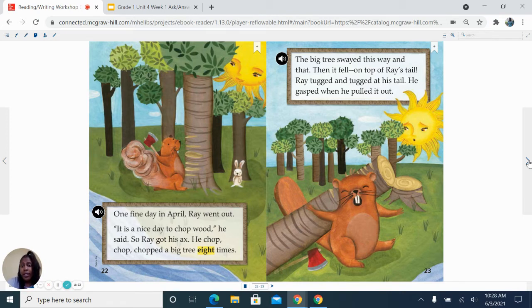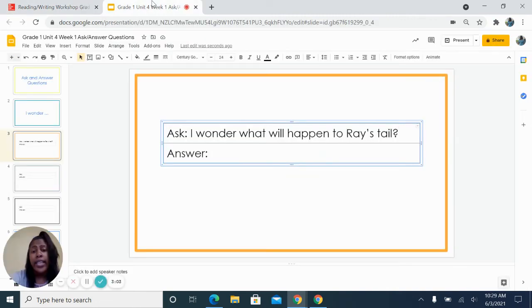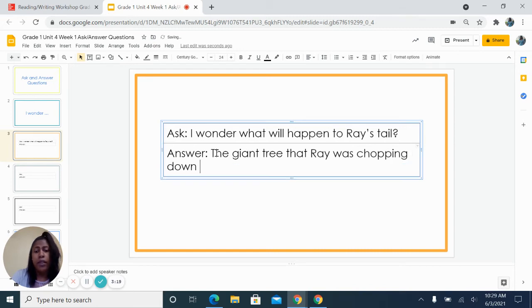Oh, wow. I think we just discovered our first answer. Remember, we said, I wonder what will happen to Ray's tail. We found our answer. The giant tree that Ray was chopping down fell on his tail.